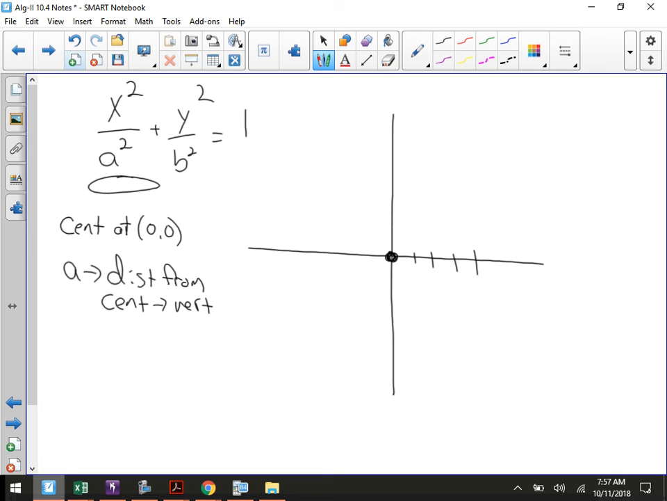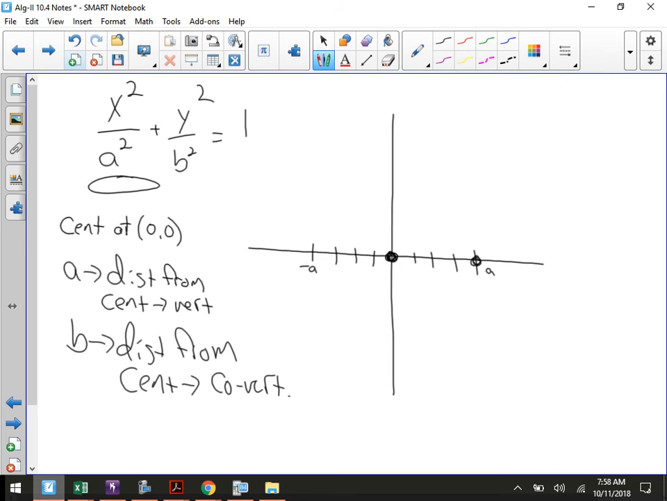I'm just going to make it like this for right now, and I'm going to call this a. I'm just making up numbers as I go, okay? Just to give you a visual of what it's going to look like. The a value is always the distance from the center to the vertex. The b value is the distance from the center to what we call a co-vertex.